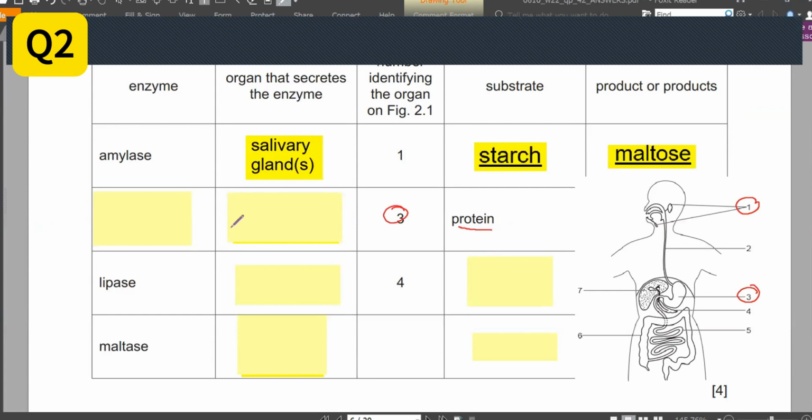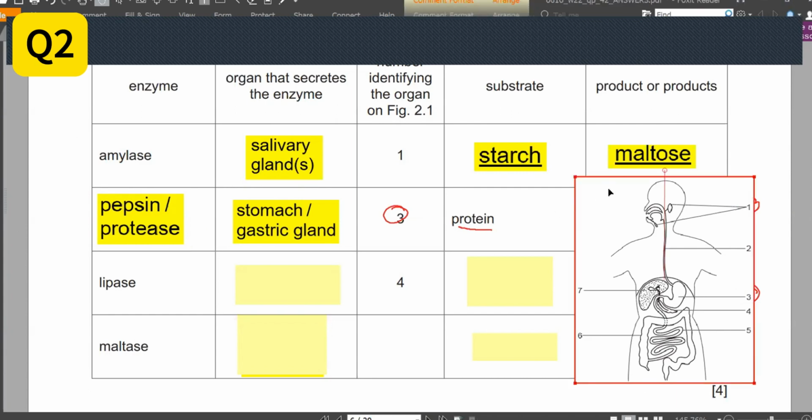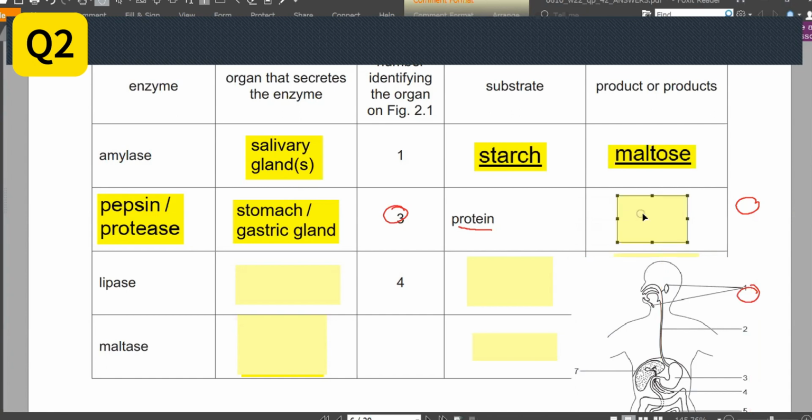So we're going to take a look one by one. What is the enzyme responsible for protein digestion? We know that it is pepsin or protease. The organ that secretes the enzyme, straightforward, the stomach or the gastric gland. Finally, the products. The protein is broken down into amino acids, straightforward.